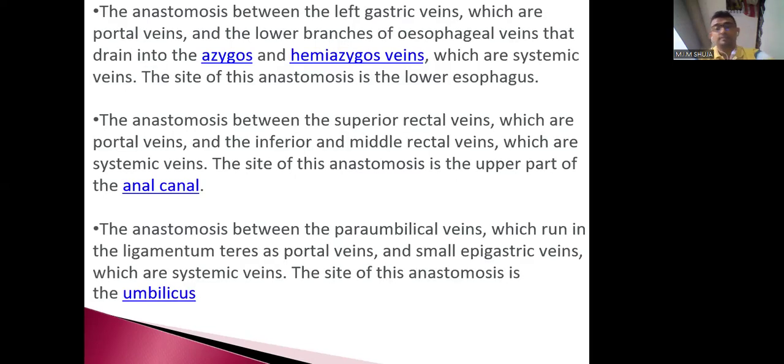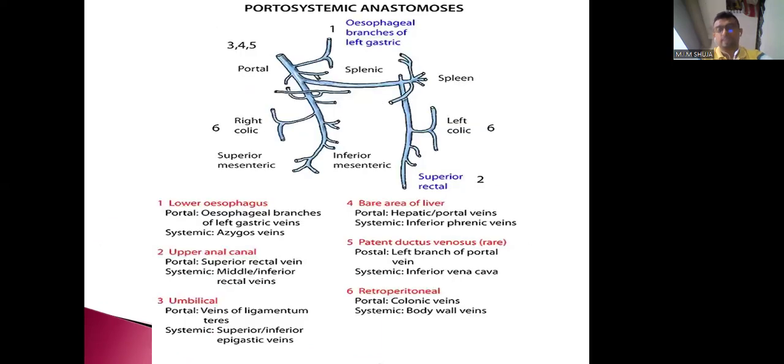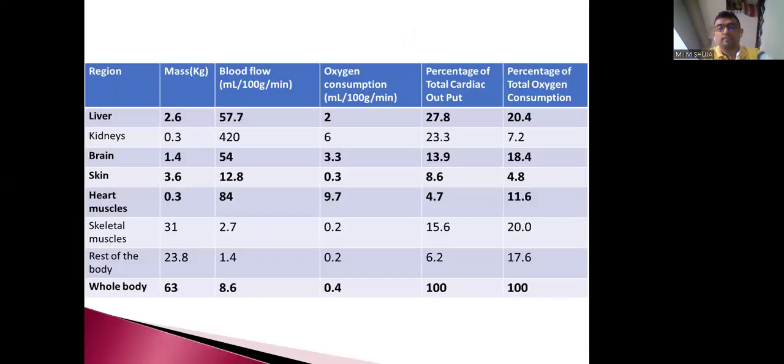There are major areas at the esophagus, the hemiazygos vein, the anal canal, around the umbilicus, the lumbar region. We have this connection. Just go through this. This gives you the places where you get portocaval anastomosis. Right? Lower esophagus, upper anal canal, umbilicus, bare area of the liver, the paraumbilical region, and the retroperitoneal area. You should remember this chart.